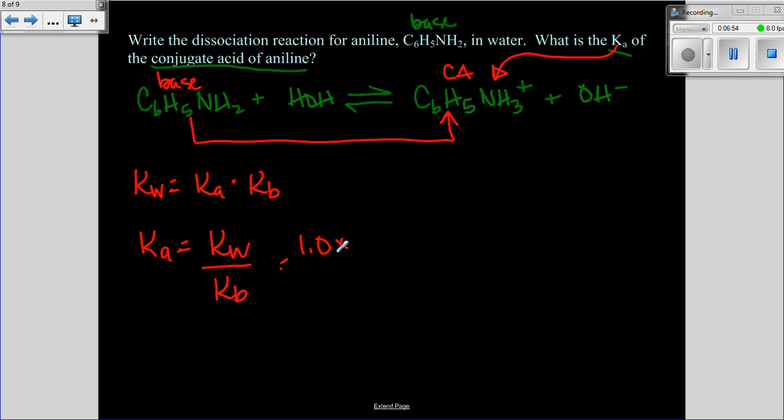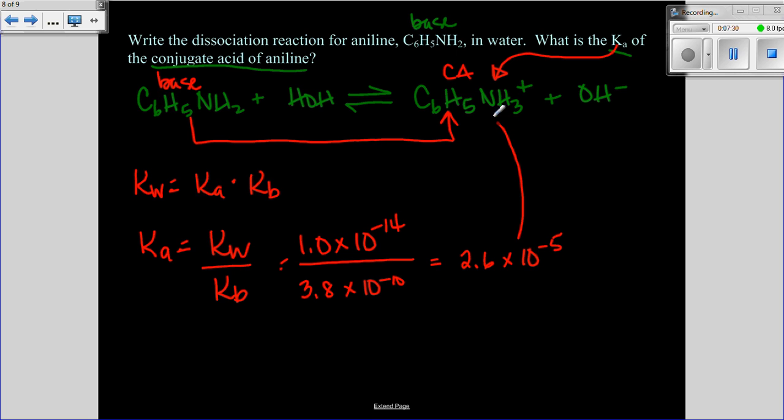Kw is 1 times 10 to the negative 14th. And then Kb for aniline, I'm going to have to look up in the back of the book, and that is 3.8 times 10 to the negative 10th. So when I do the math for that, I'm going to have 1 times 10 to the negative 14th divided by 3.8 times 10 to the negative 10th. I am going to do two significant figures, so I get 2.6 times 10 to the negative 5th. And that is the Ka for aniline.